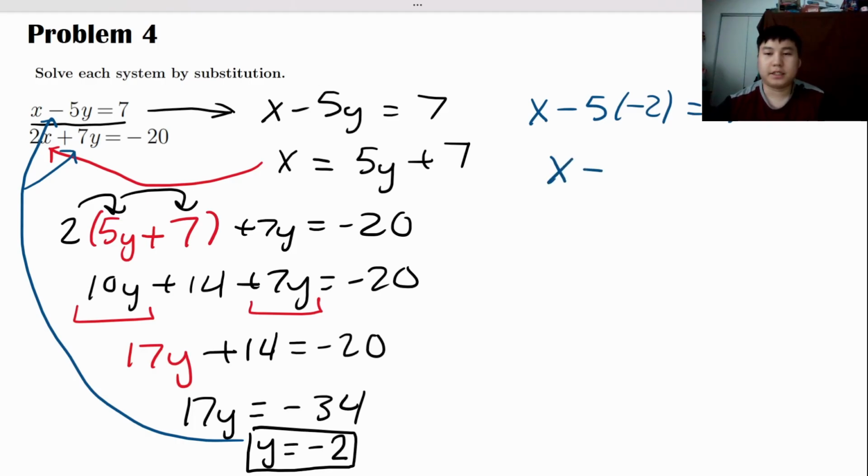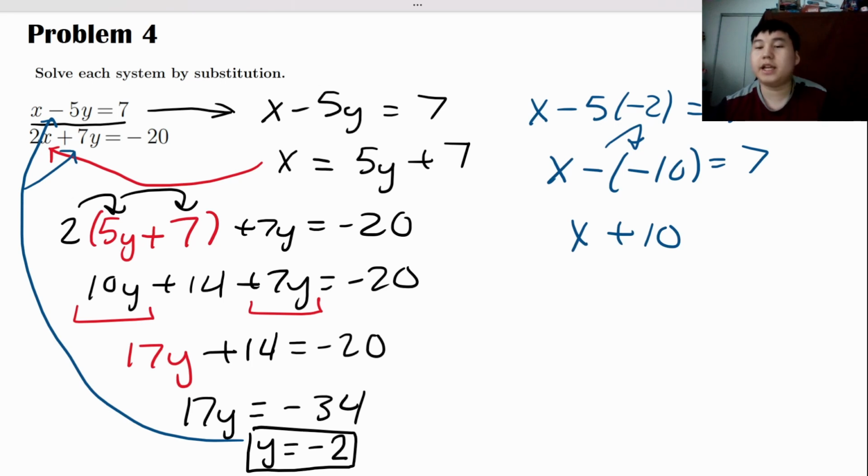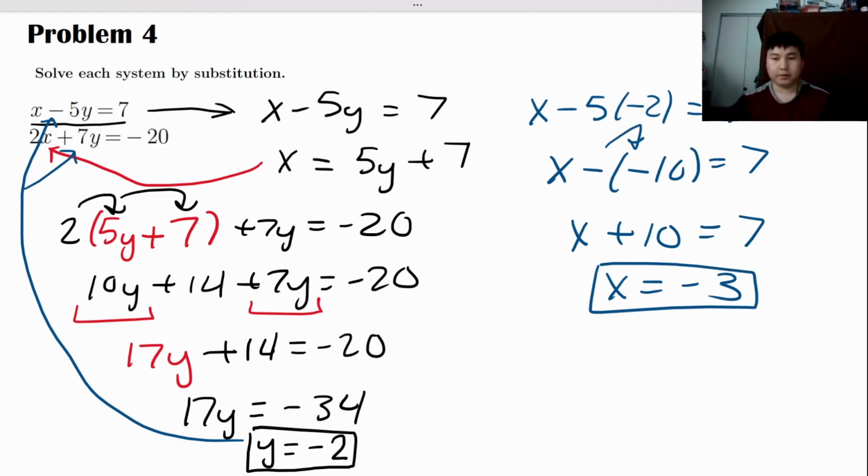x minus a negative 10 equals 7. Be careful of this sign right here. Distribute that negative into the parenthesis, which gives me a positive 10. Now subtract 10 from both sides. x equals negative 3, and now I've found the value of x.